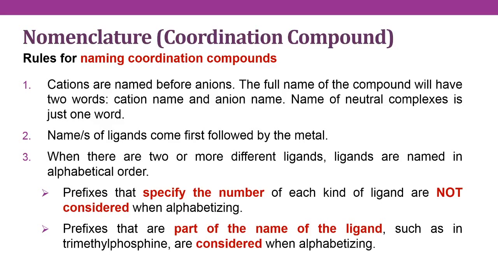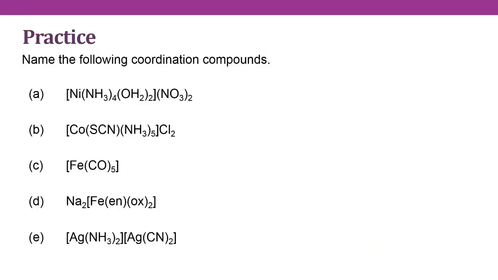When deciding the alphabetical order for the ligands, you do not include the Greek prefixes if they are denoting the number of ligands. But if the Greek prefix is part of the actual ligand name itself, you include it in deciding the alphabetical order. The best way to demonstrate what we have discussed so far would be to try to do a couple of examples. If you would like to work on these yourself, you may pause the video now and unpause once you have named the 5 compounds. The first example has a complex cation and a normal anion.